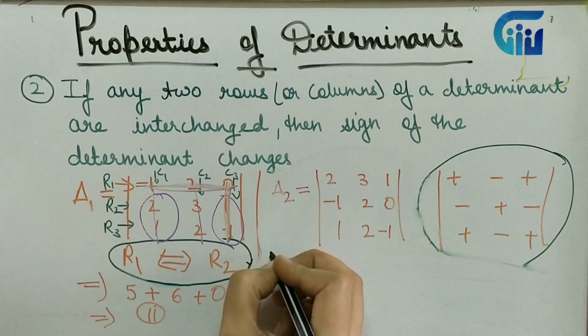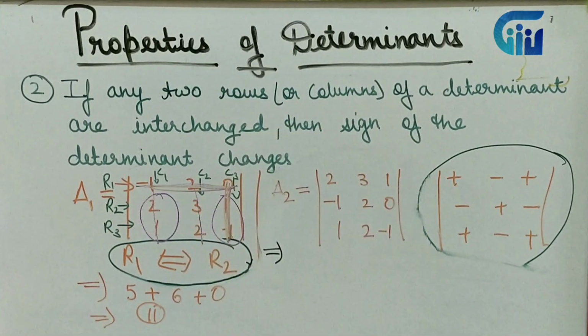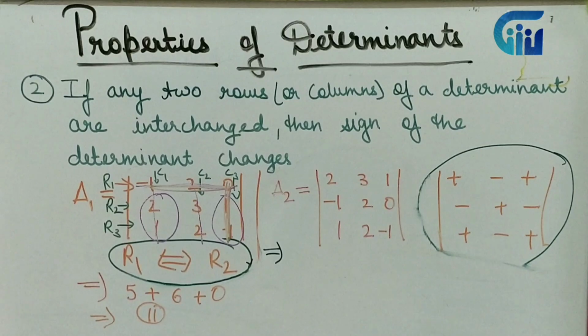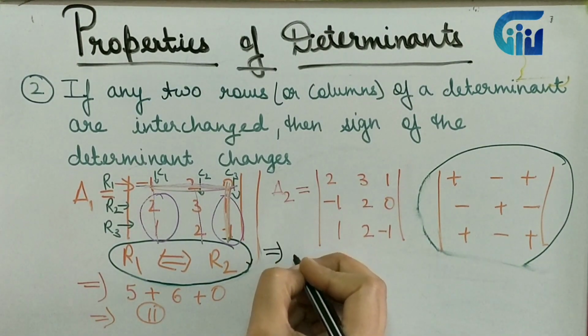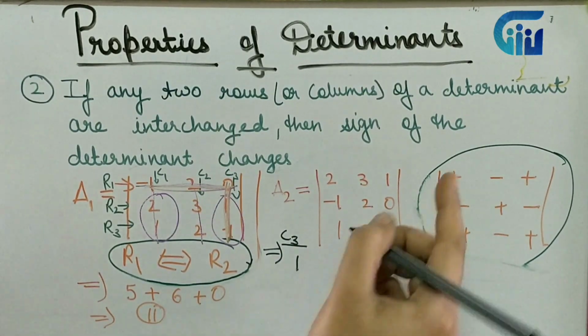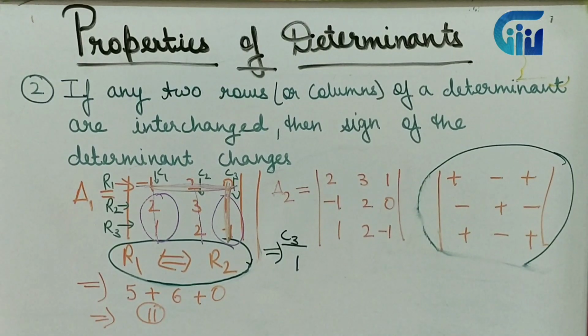So for the second determinant, if I expand it, let's observe the 0 is along column 3. So let's expand it along column 3. I'll write column 3. So what will I write? I'll write the first element taking sign into consideration. I'll write 1.